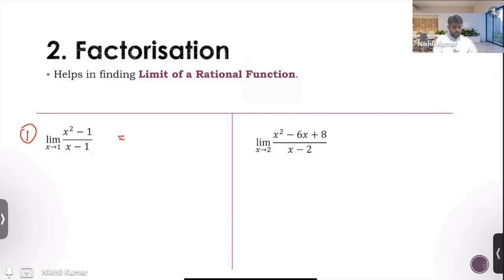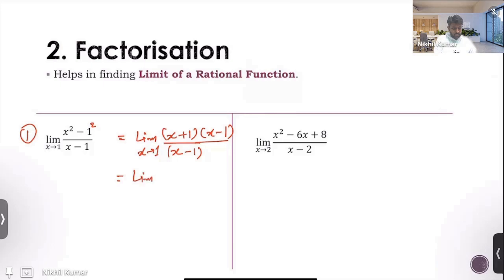The denominator is pretty much factorized already. It has one factor, x minus 1. There's only one factor there. The numerator, a square minus b square, is equal to a plus b into a minus b, isn't it? That's how we factorize the numerator. We have to find its limit. We'll eventually have to substitute the value of x, but first, we'll simplify the function.